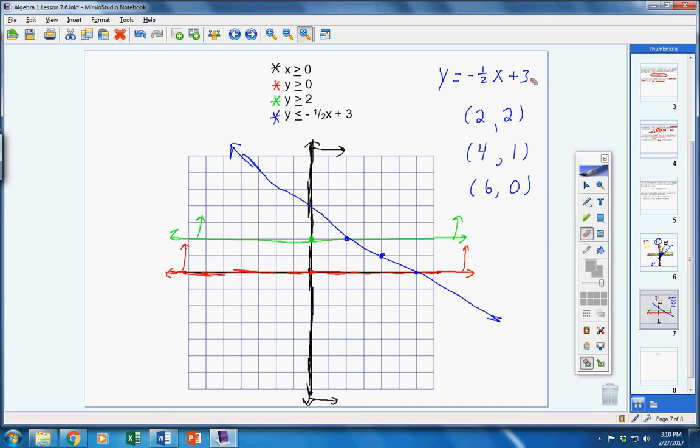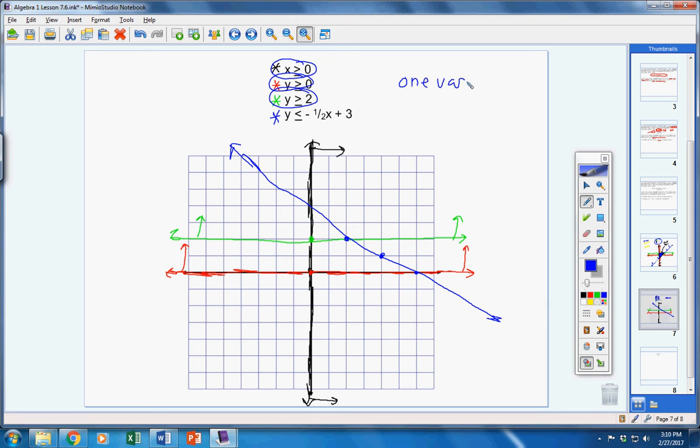Now, we've got to decide where we're going to shade, either above the line or below the blue line. Notice how it was really easy to know where to shade here, here, and here, because all of those had what? One variable. However, the last inequality we're looking at has two variables, a y and an x. So we're going to have to test our favorite point, 0, 0. So y is less than or equal to negative 1/2 x plus 3. Put a 0 here.